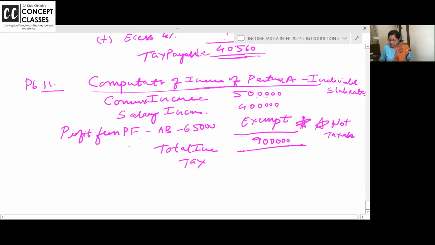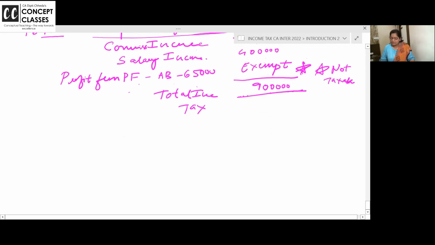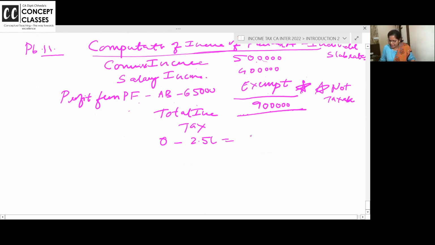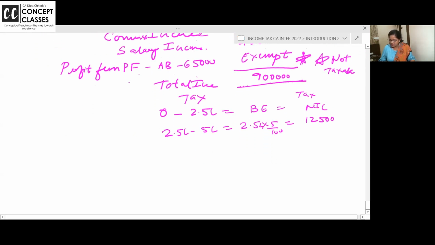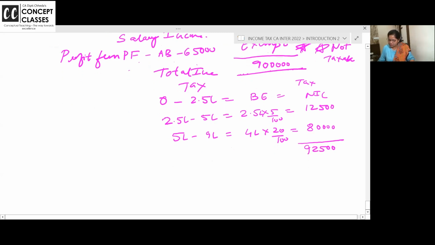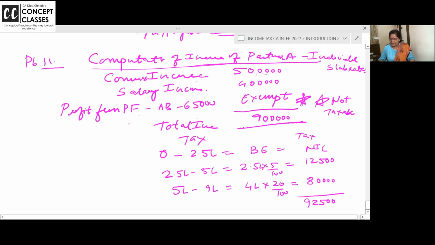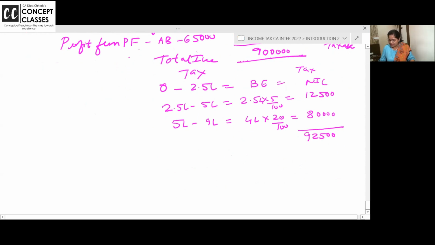Right? Now, what is the total income? 9 lakhs. Now, tax on this was so simple. Dekho. 0 to 2.5 lakh, basic exemption, tax is nil. On the next 2.5 lakh, 2.5 lakh to 5 lakh, 5%, 12,500. 5 lakh to 9 lakh, on the next 4 lakh, 20%, 80,000. So the tax is coming to 92,500.